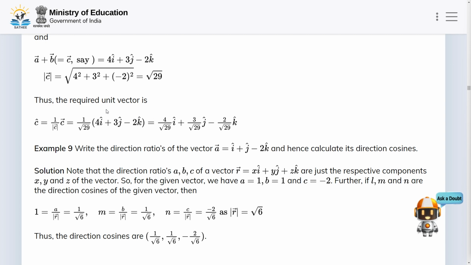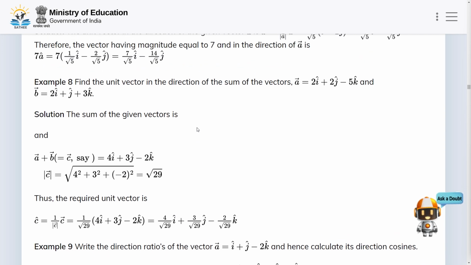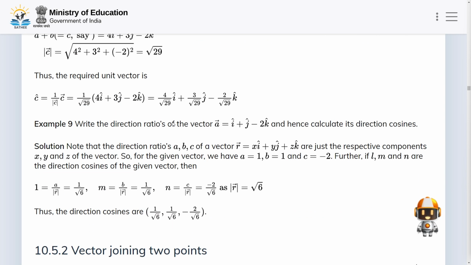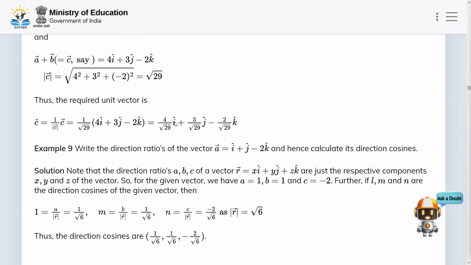Yes. Now what? The C vector will be this. Now find the unit vector. This means C hat, that is, divide the C vector by its magnitude. You will have 4 by root 29 i hat plus 3 by root 29 j hat minus 2 by root 29 k hat. Clear? So you will get your unit vector. Okay. So this is it for now.